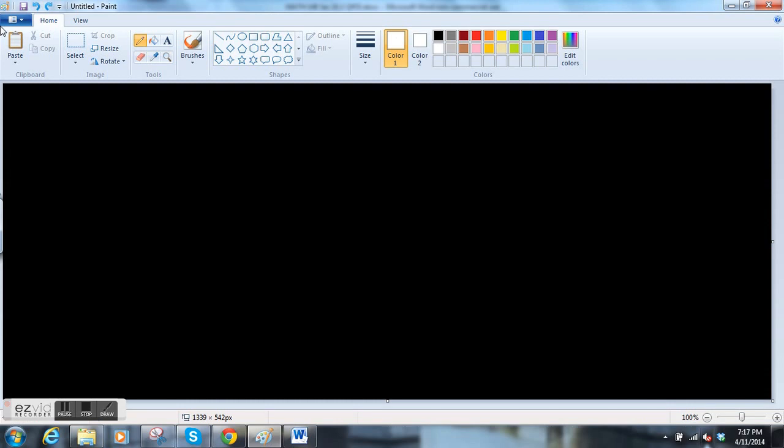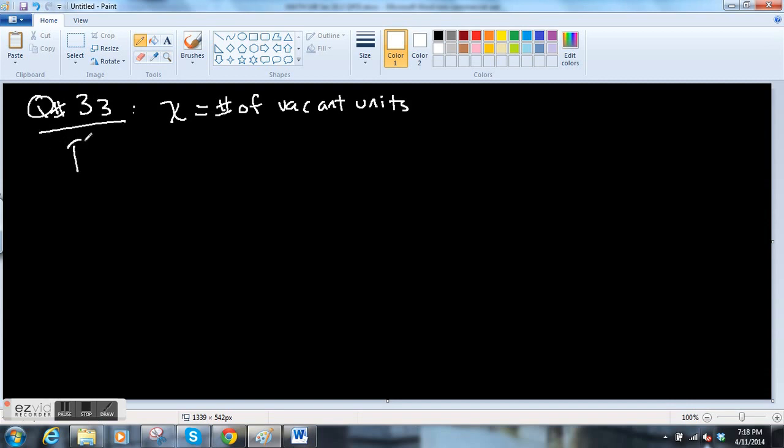So it's an interesting question, and I'm going to do it on this board here. So this is question number 33 in section 10.3. So we're going to let x be the number of vacant units. And here's what we know. We know that our total profit, we want to maximize the profit. We want to know what is the rent going to be that maximizes the profit.